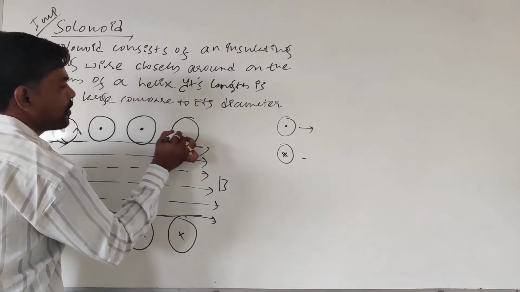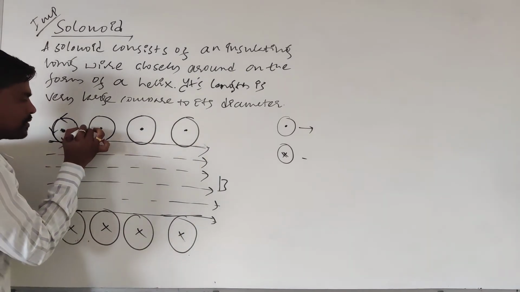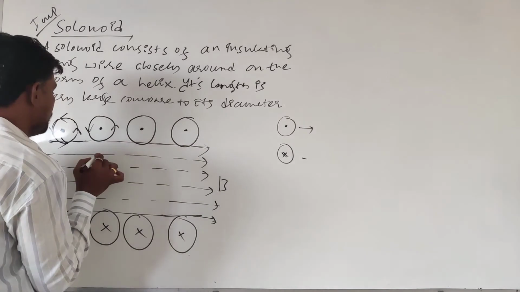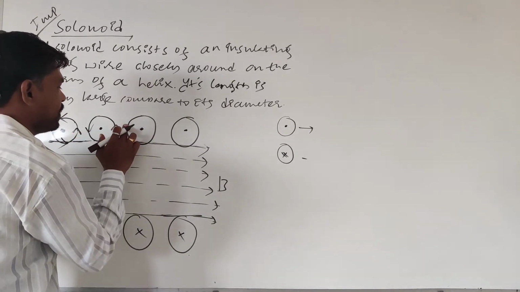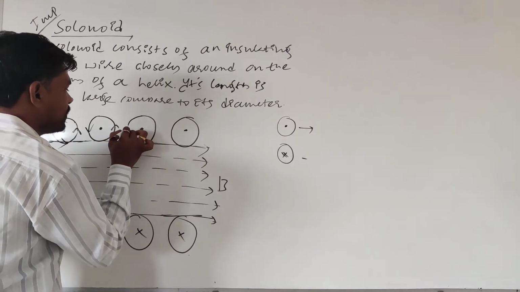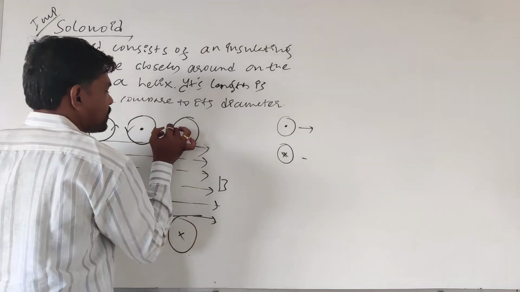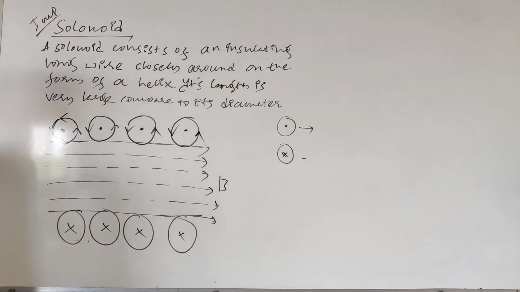Dot, dot, dot, right? So once again, this is also the same. So this is like this, right? So once again, this is like this, this is like this. The direction of current is like this.